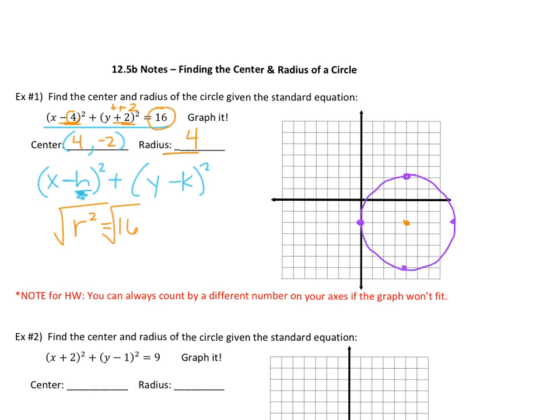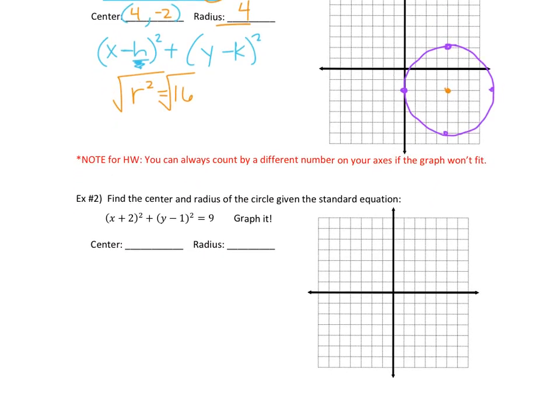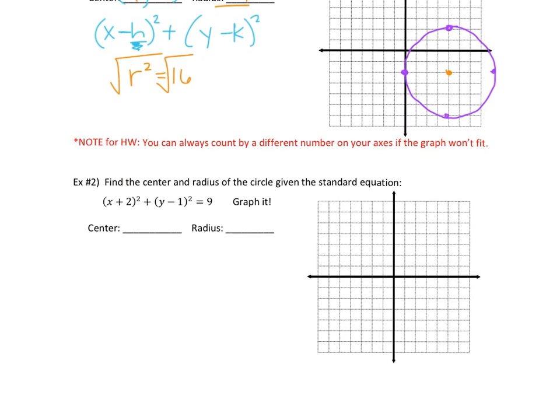Okay. Just note, sometimes in the homework they give you numbers that are bigger. You can always count by a different number on your axes if your graph won't fit just counting by ones. So just keep that in mind, or maybe you're using grid paper and Notability to do the homework, then it's not quite so much an issue. But if you're using like 7 by 7 grids, count by something different, okay?